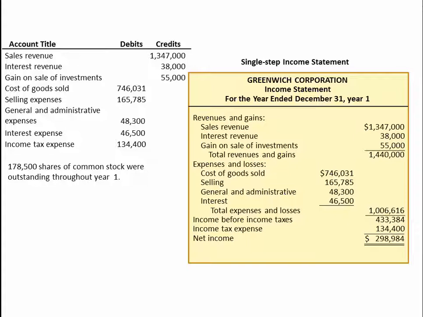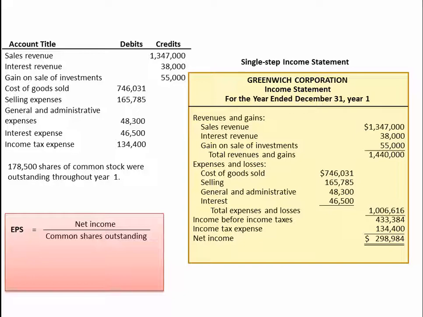In both income statement approaches, single and multiple, we're going to get the same EPS and the same net income. It's just different presentations of how we get that. So we wanted to calculate EPS, and that's simple: the net income, $298,894, divided by 178,500. And we get earnings per share of 167.